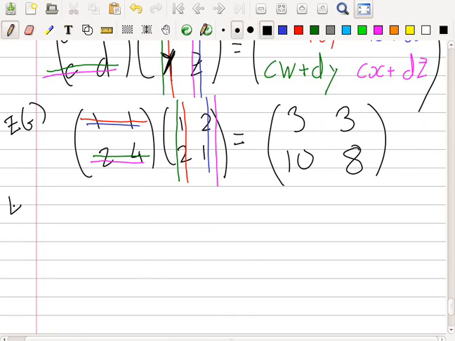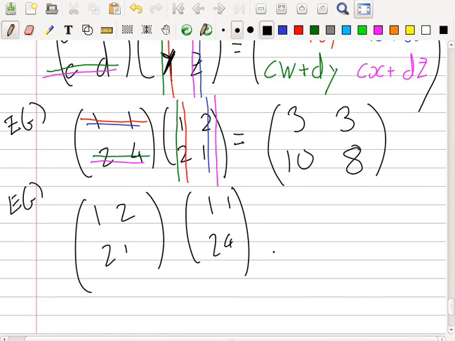I'll do another example now. 1, 2, 2, 1. 1, 1, 2, 4.